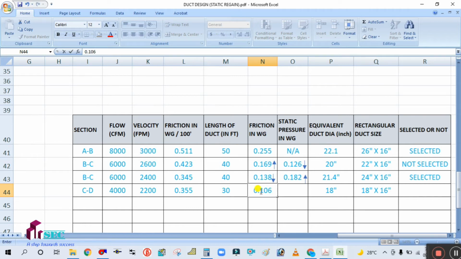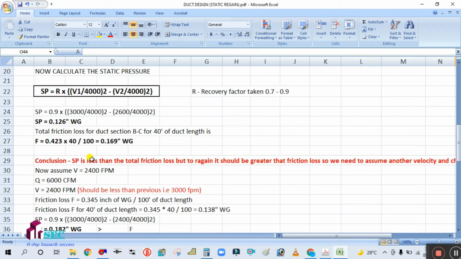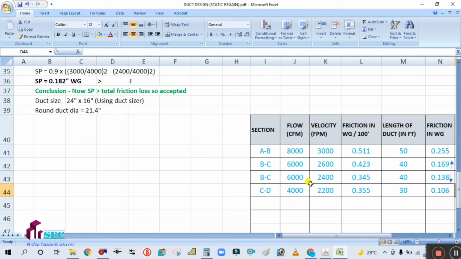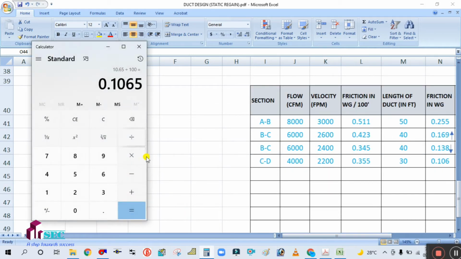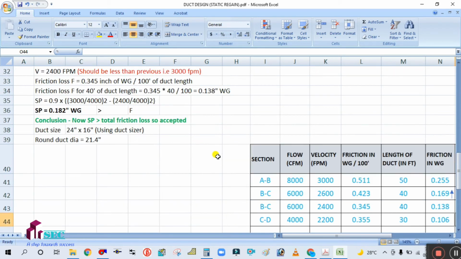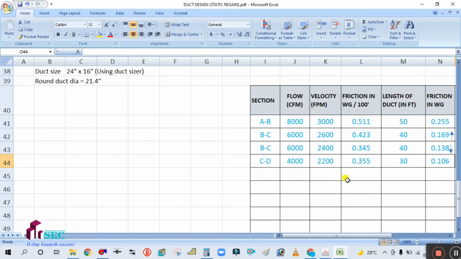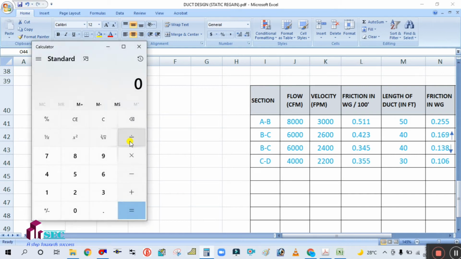0.106. So now for the static pressure, using this formula, simply calculate this static pressure. So how to calculate? V1 by 4000 whole square minus V2 by 4000 whole square. So you are here in the duct section C to D. So what will be your V1, the velocity for B to C is the V1. So what was the velocity for B to C? You can see here 2400.